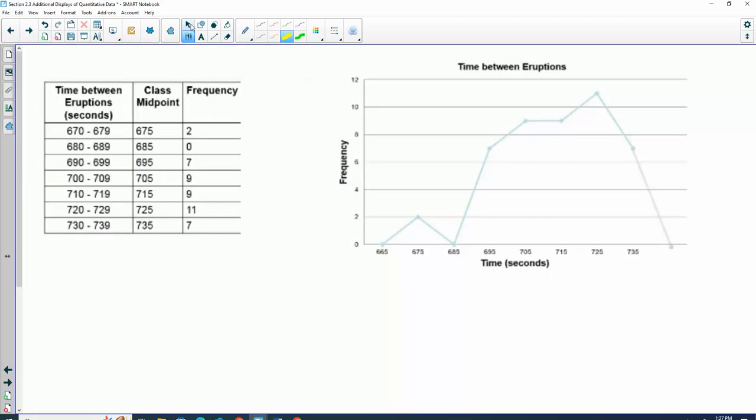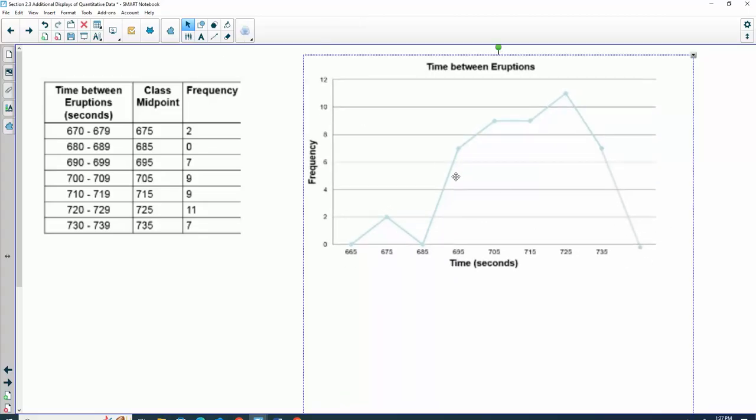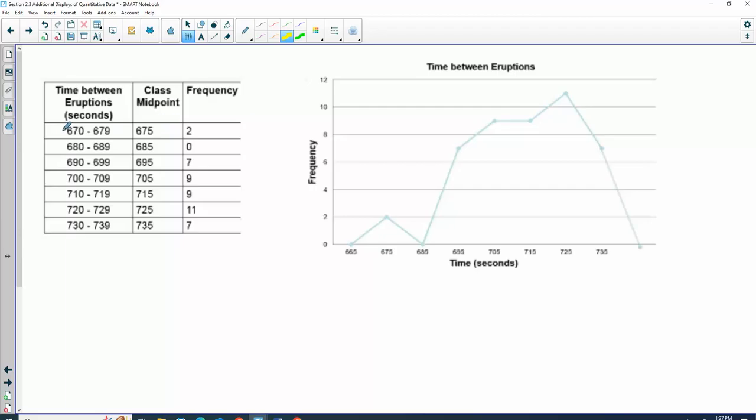So this was, maybe it was our Old Faithful example I think we had yesterday. We had some of this data. So this is time between eruptions in seconds. The midpoints, we can see this one starts at 670, the next one starts at 680. So the middle of those is 675. So when you come over here, 675 is right here, and that has a frequency of 2. Okay, 680 and 690 is 685, that's 0. 695 had my 7. 705 had my 9. 715 had 9.